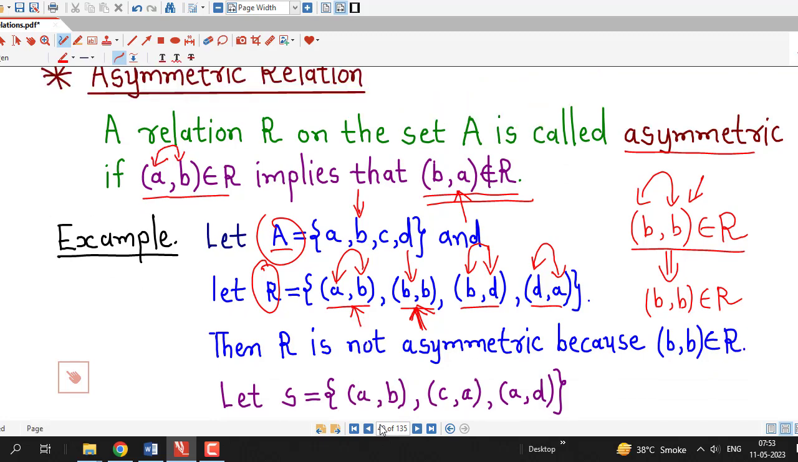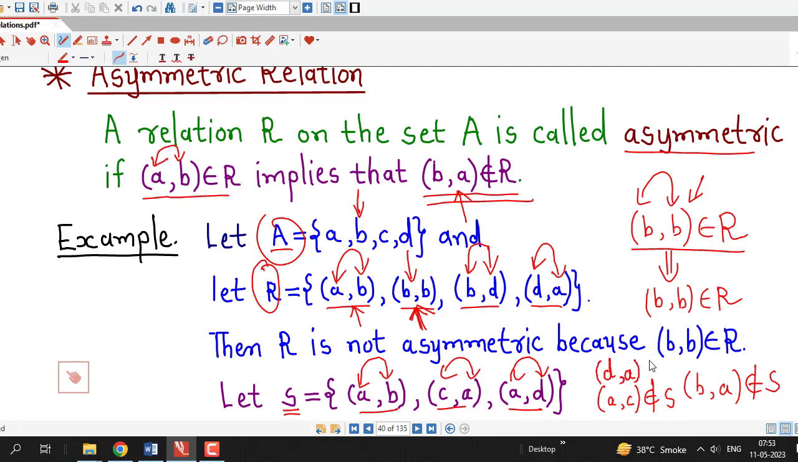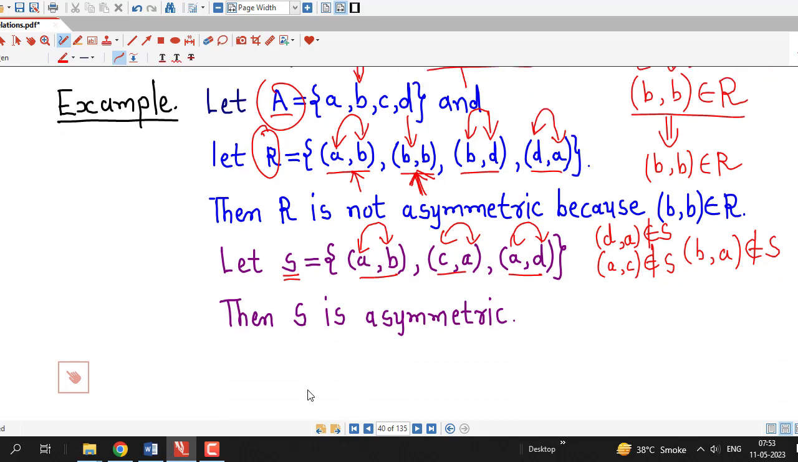This is another relation on the same set, S equal to the ordered pairs (a, b), (c, a) and (a, d). Here we can see if I change the order of components, then I will obtain (b, a), that is not present in S. Same thing here, if I change the order of components, I will obtain (a, c), that is also not present in S. And for this ordered pair, after changing the order of components, we obtain (d, a), that is not present in S. Therefore S is an asymmetric relation.